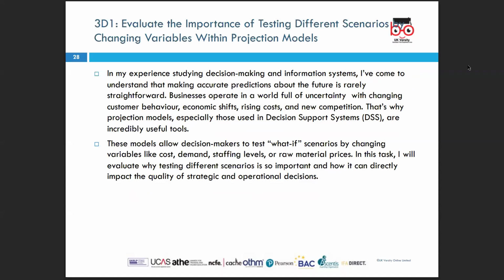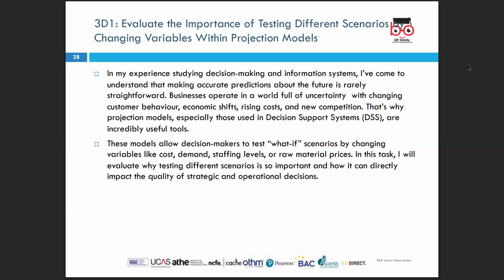We're now looking into our extension activity. We're now going to evaluate the importance of testing different scenarios by changing variables within projection models. In our experience studying decision-making and information systems, we've come to understand that making accurate decisions about the future is rarely straightforward.